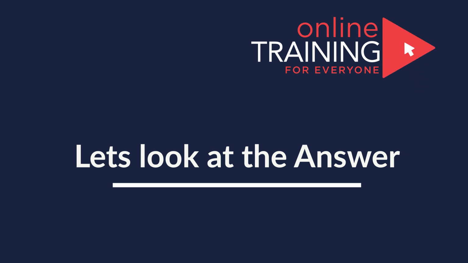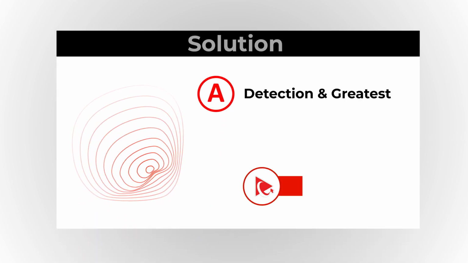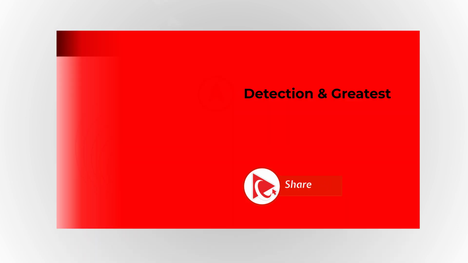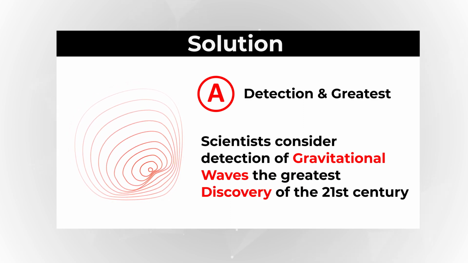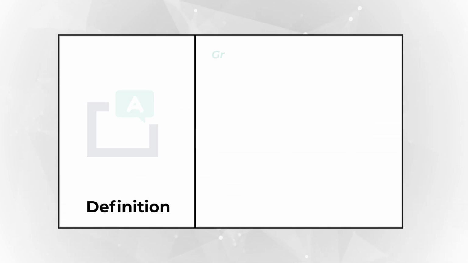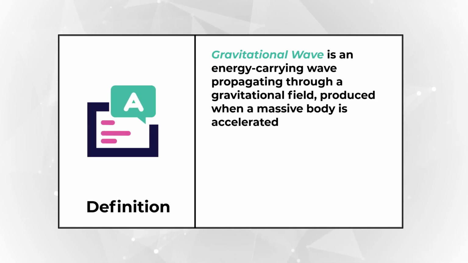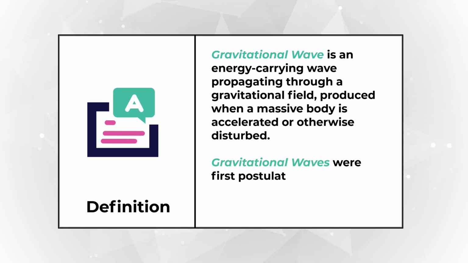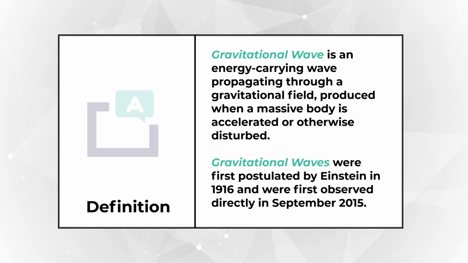As you might have figured out, the answer here is choice A, detection and greatest. Let's look at the full sentence. Scientists consider detection of gravitational waves the greatest discovery of the 21st century. To better understand the magnitude of the discovery, let's look at the definition of gravitational waves. A gravitational wave is an energy-carrying wave propagating through the gravitational field, produced when a massive body is accelerated or otherwise disturbed. Gravitational waves were first postulated by Einstein in 1916 and were first observed directly in September of 2015.